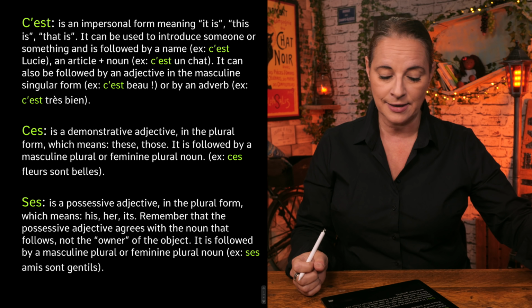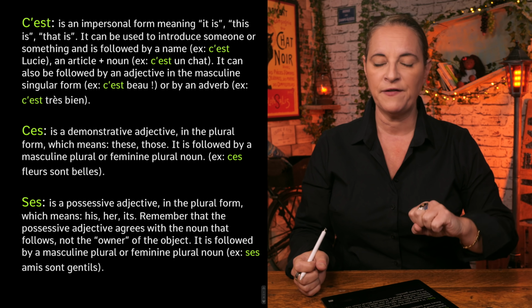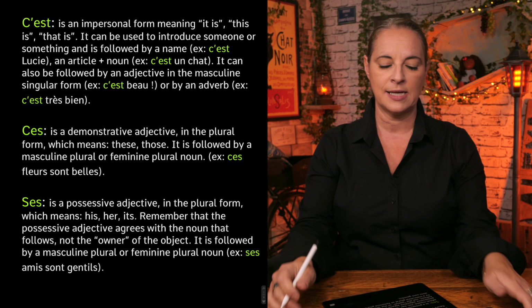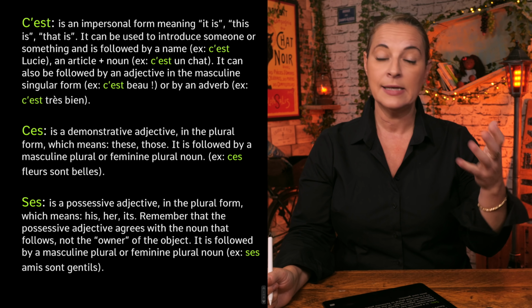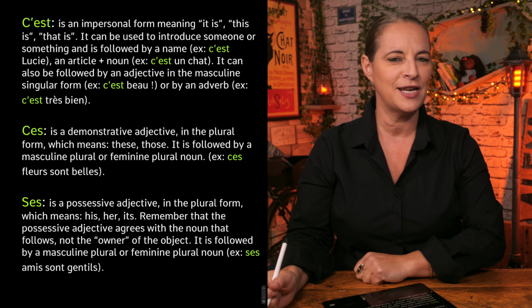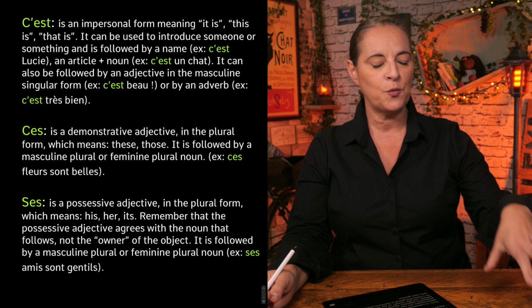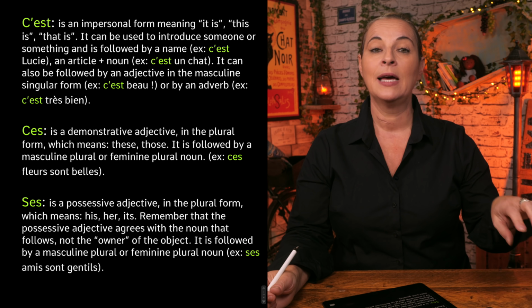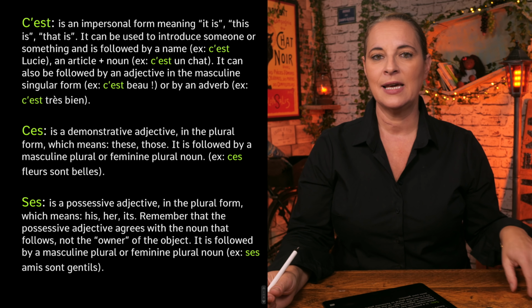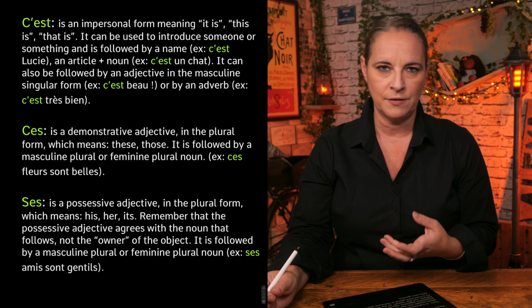It is a cat. It can also be followed by an adjective in the masculine singular. C'est beau. It's pretty. Or by an adverb. C'est très bien. It is very good. Okay. So we use c'est at the beginning of a sentence usually. Okay. C'est C apostrophe E-S-T. And I'm sure you know it already.